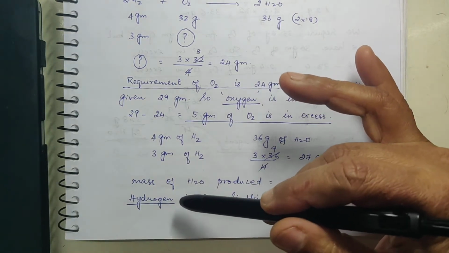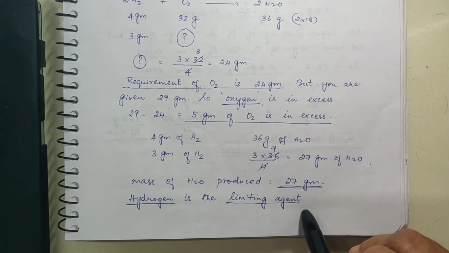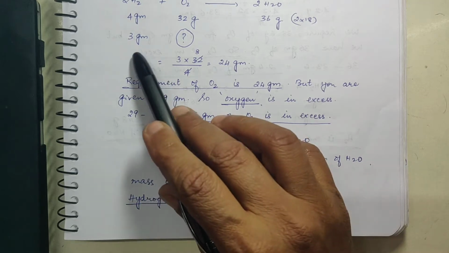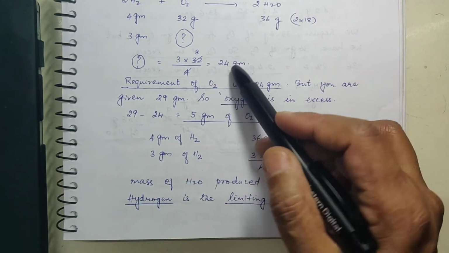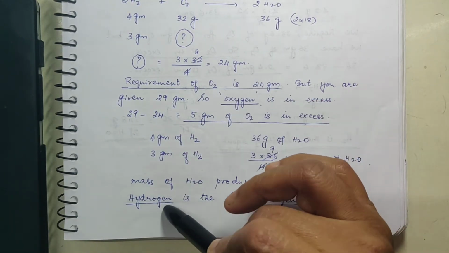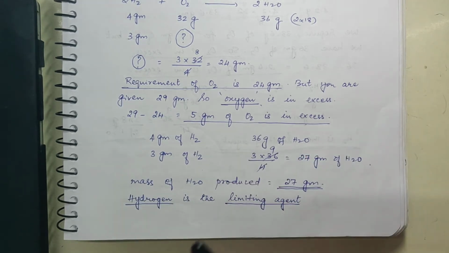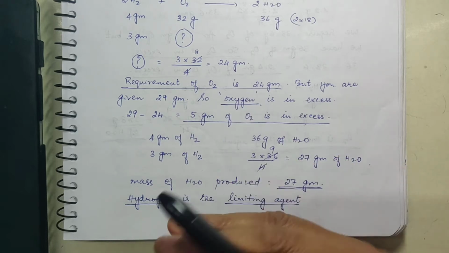So which is the limiting agent? Hydrogen is the limiting agent. See, hydrogen you are having only 3 grams, and 3 grams of hydrogen requires only 24 grams, but you have 29. Okay, but hydrogen, whatever you are having, it is not allowing you to use all the 29 grams of oxygen, because it itself is not there.